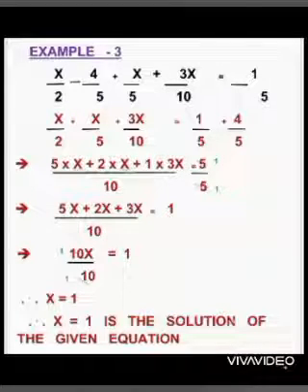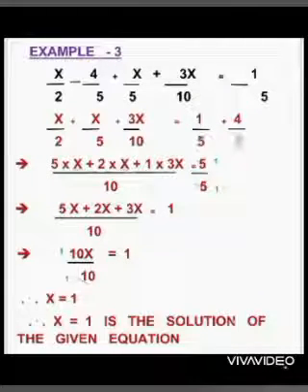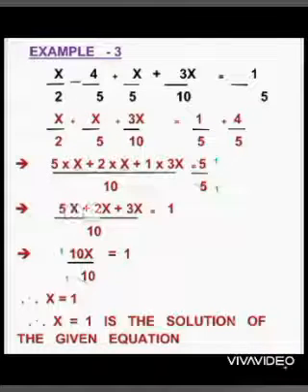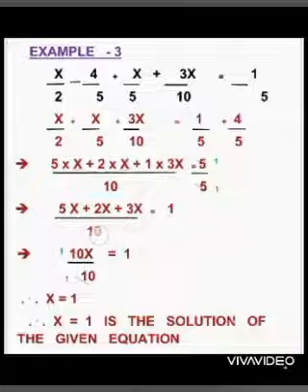You observe here on the right hand side 1 by 5 and 4 by 5 are like fractions. So as denominators are same, we can add the numerators. 1 plus 4 is how much? 5. You will get there 5 by 5. If you cancel 5 and 5, you will get there 1. Now 5 into x is 5x plus 2 into x is 2x plus 1 into 3x is 3x by 10, which is equal to 1.